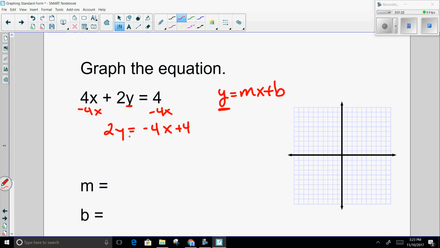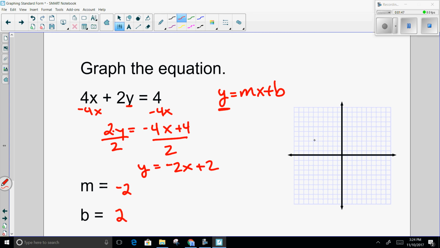In order to get y by itself, remember this is multiplication, so I divide everything by 2. And what I get is the equation y equals negative 4 divided by 2 is negative 2x. 4 divided by 2 is a positive 2. So I get this as my slope-intercept equation. Now my slope is negative 2. My y-intercept is positive 2.